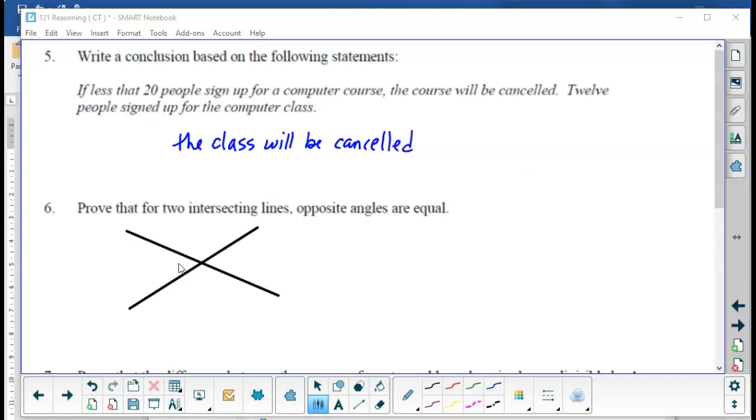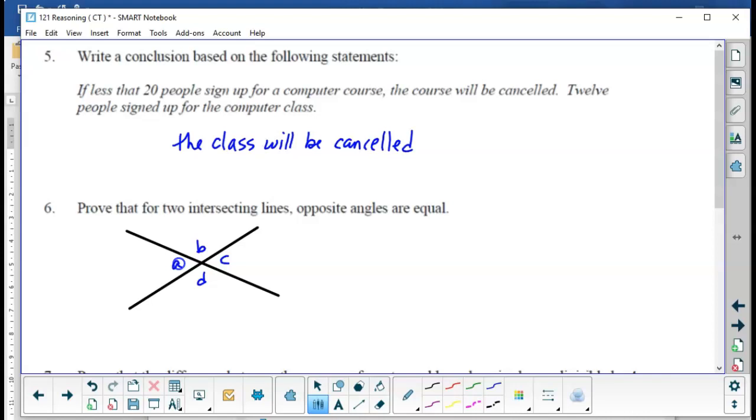Intersecting lines, opposite angles are equal. I've drawn two lines on there, so let's label the angles A, B, C, D. When you're proving, you use things that have already been proved. You may have learned this already in junior high, but this would be a proof of it. You may just have been told or measured using inductive reasoning.